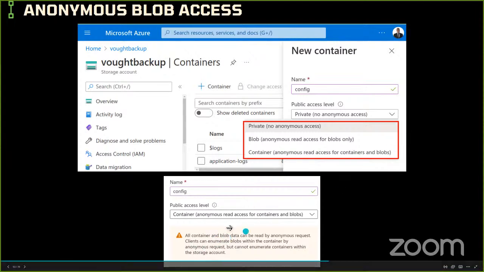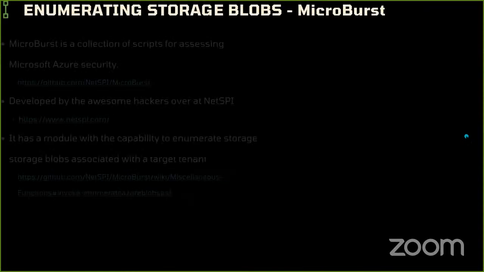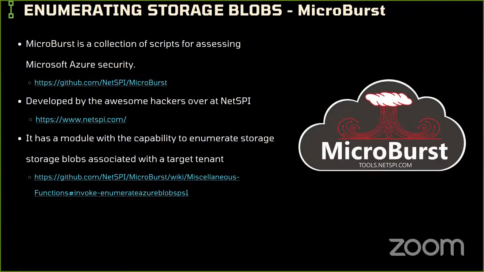So Microsoft, even Azure, actually warns you if you try and create a container with anonymous read access. But again, like I said, sometimes convenience beats security. Yeah? So usually you'll find, sometimes depending on the size of the organization, it's very easy to find containers misconfigured with anonymous access. So how do we actually find these anonymous access containers?